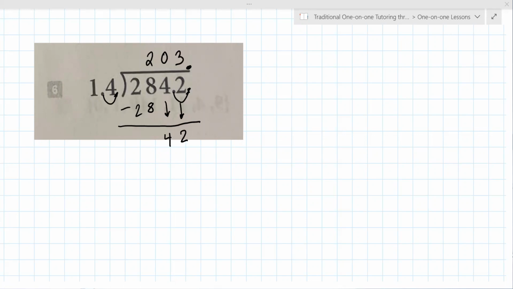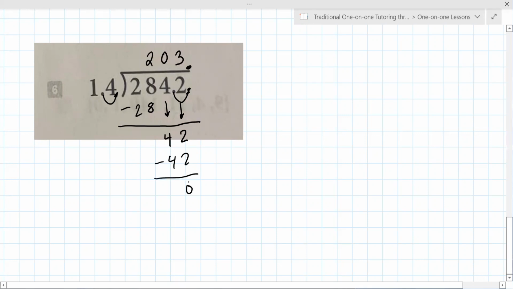And 14 can go into 42 3 times. That's 42. Subtract 0. So then it can go into 203.